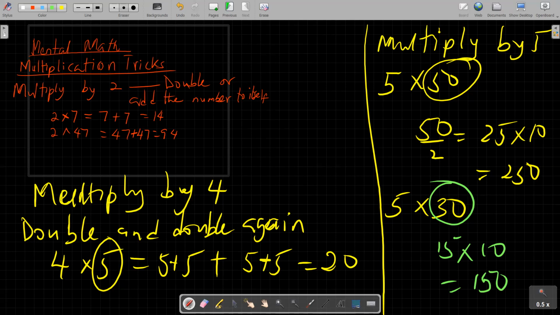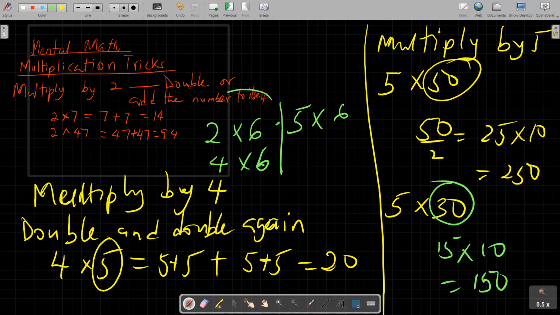Now your question. I want you to multiply 6 by 2, multiply 6 by 4, and then also multiply 6 by 5. Once you are done with that, evaluate yourself and give yourself other questions.